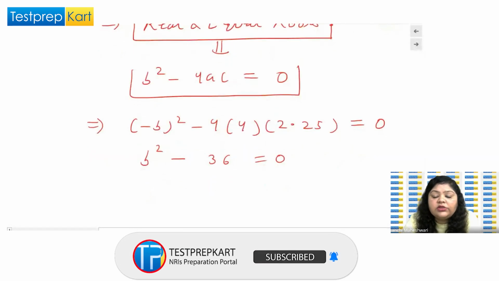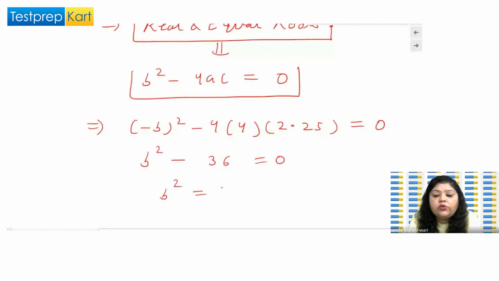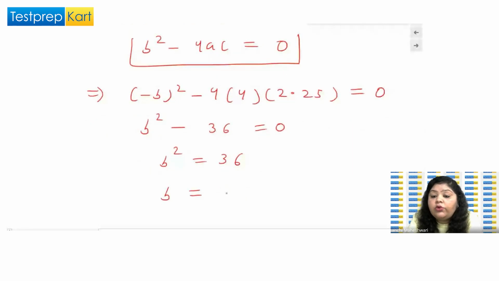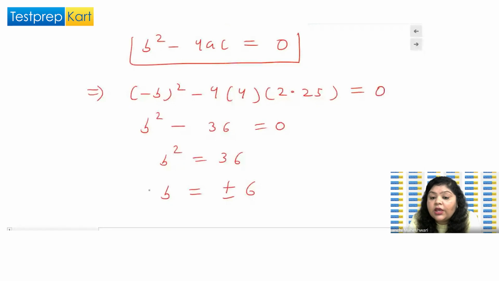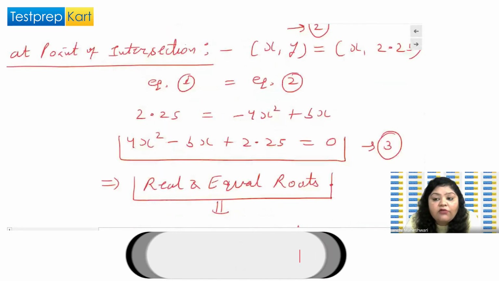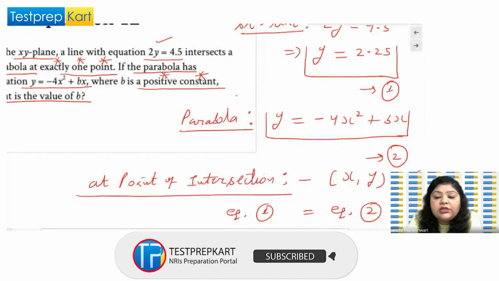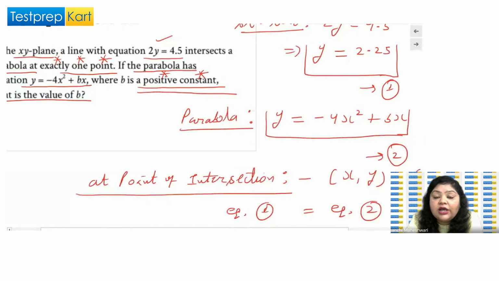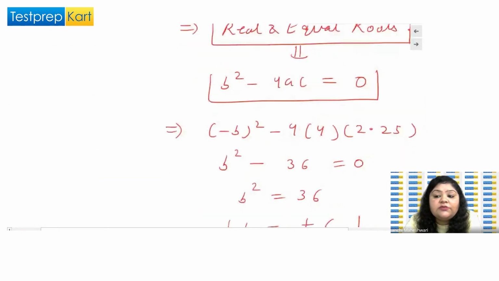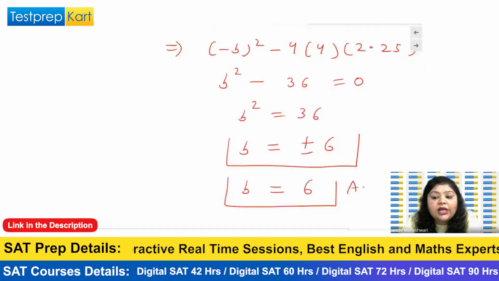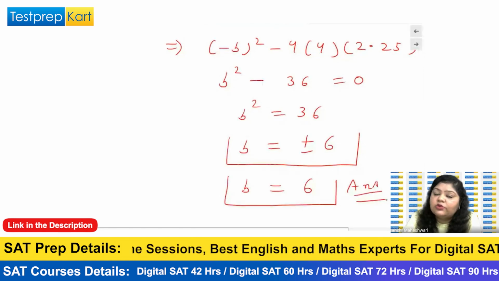Now if I simplify that, I'm going to have b square equal to 36. So obviously for my b value, we are going to have two different values, plus minus 6. It would not be only plus, it would be plus minus 6. But have a look at the question. Is it saying that b is a positive constant or not? See, that's what I have underlined here. I have marked the star. Because the question is saying b is a positive constant, here you have to neglect the negative answer, and the correct answer would be plus 6.